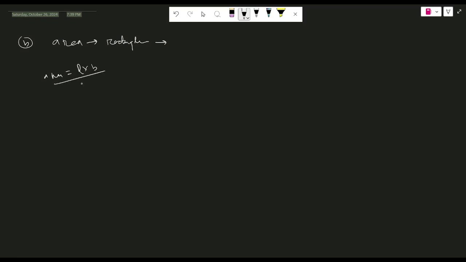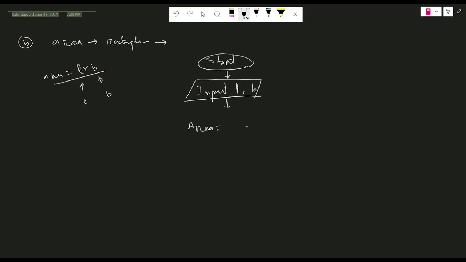So here our variables are L and B. Let's start with it. Start. First, input L and B. Second, here will be a process, which is area equal to L into B.